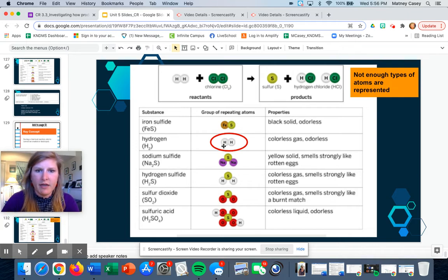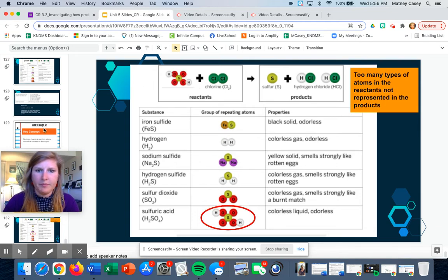I said, okay, hydrogen has those H's that could account for how they got over here on the product side. But then when I set this up, I'm looking at it and I say, oh, there's that sulfur atom. Well, the sulfur atom's not on the reactant side this way, so that can't be right. There's not enough types of atoms represented there.